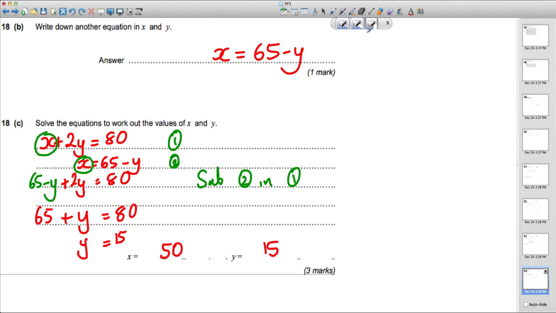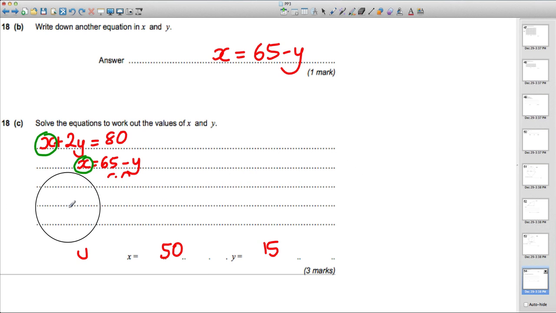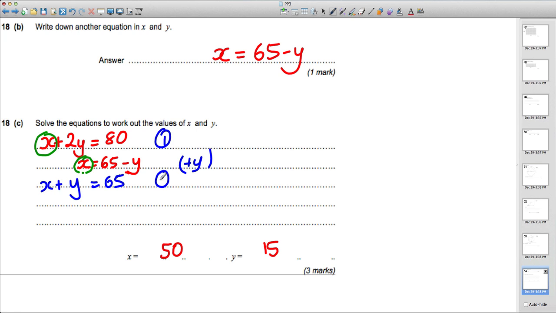Okay, another way of doing it, just in case you don't like the substitution method, let's just have a look here. What you could do is you could rearrange this equation. You could add y to both sides, so you would have x plus y is equal to 65. There's equation 1, there's your equation 2. You could subtract the equations. Equation 1 subtract equation 2.